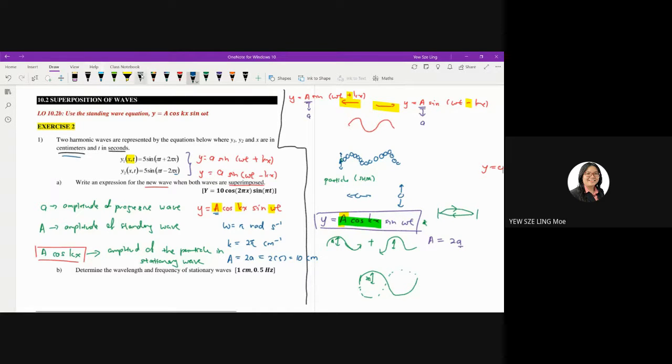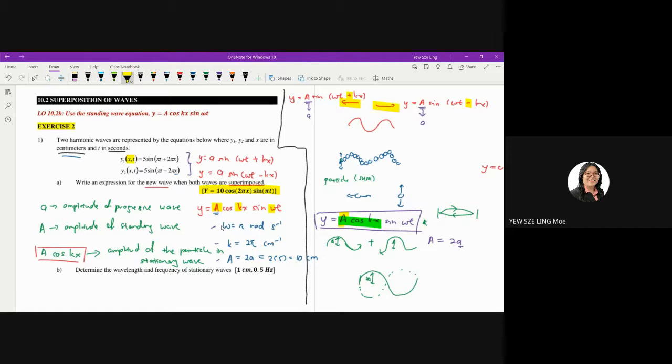So now that you have omega, you have k, you have A, you can then solve question 1. You plug everything into the equations and eventually you obtain the answer given here. So Y is equal to 10 cos 2 pi x sin pi t. Of course, you will tell me you know the answer already. Can you straight away write down the equation, Y equals 10 cos 2 pi x sin pi t? No, you have to show, okay?